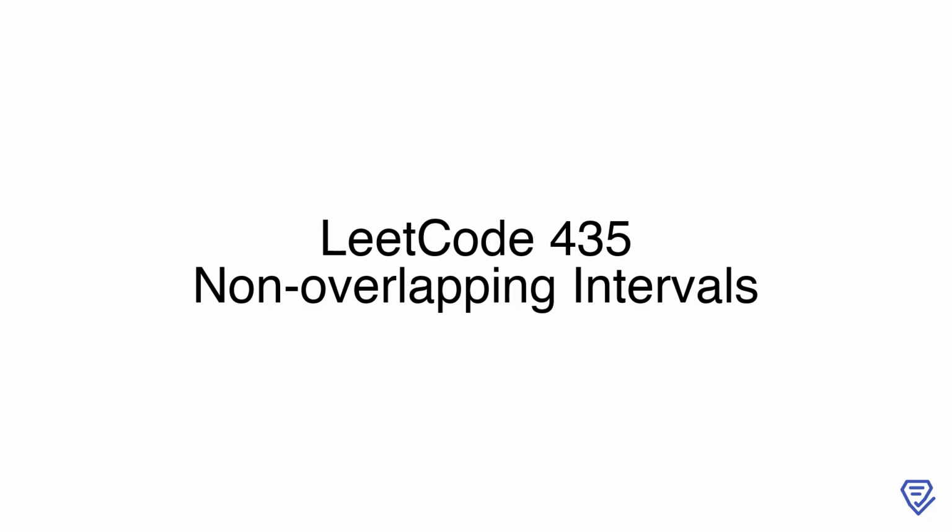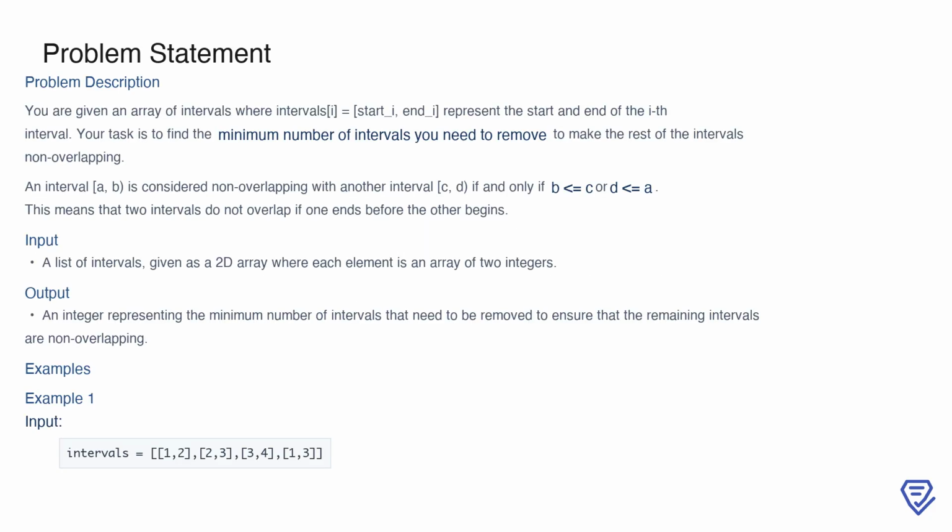Let's dive in. In this problem, you are given an array of intervals where each interval is defined by a start and an end value. Your task is to determine the minimum number of intervals you need to remove so that the remaining intervals are non-overlapping. For two intervals to be non-overlapping, one must end before the other begins. This means if you have an interval a, b, and another interval c, d, they will not overlap if either b is less than or equal to c, or d is less than or equal to a.